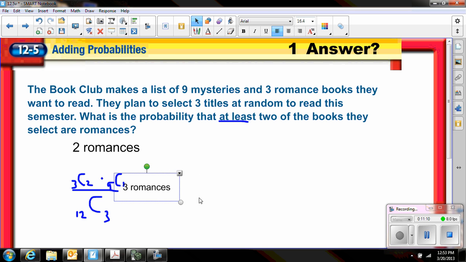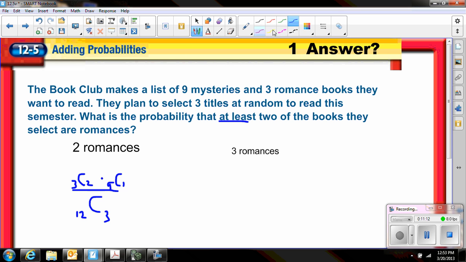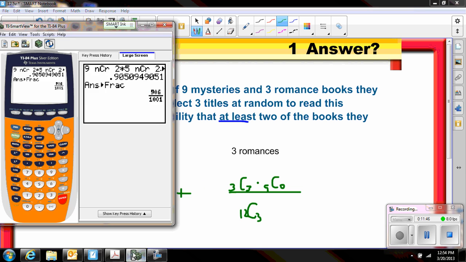For 3 romances, we again are going to take the total number of books, choose 3 for the total number of outcomes, and I now want to choose 3 romances from 3 books that I have, which leaves 0 choices for the 9 mysteries that I have. Because I can't read 2 romances at the same time I'm reading 3 romances in one semester, these are mutually exclusive events, which means let's add them together.